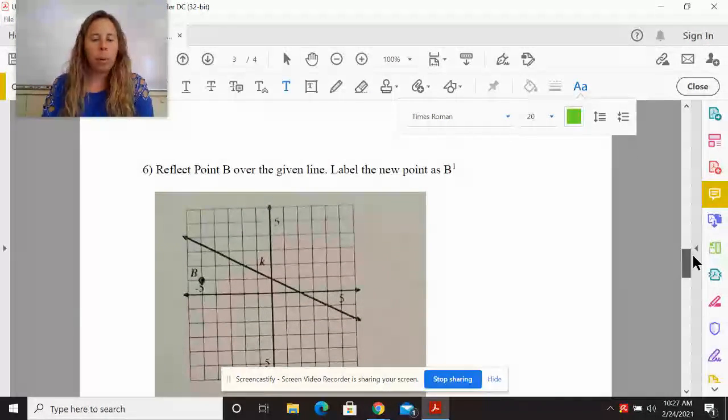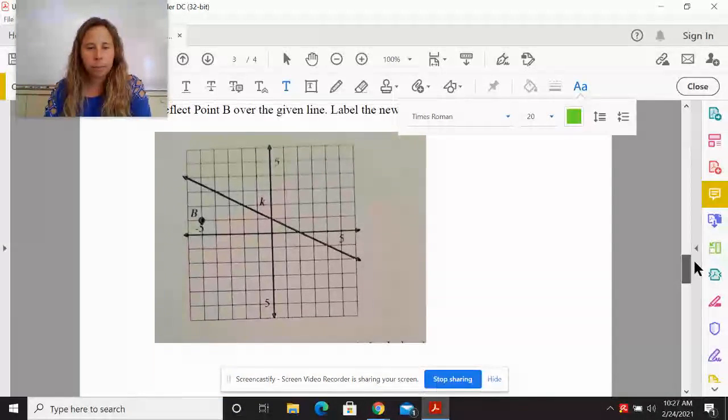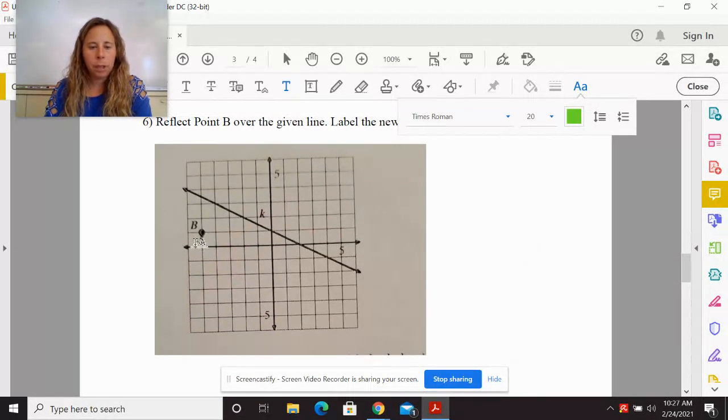Okay, reflect point B over the given line. Label the new point as B prime. So we're reflecting B over this line. It's kind of the opposite of what we were doing earlier when you had to find the line of reflection. Well, now we have it. Now we need to just find the reflected point.